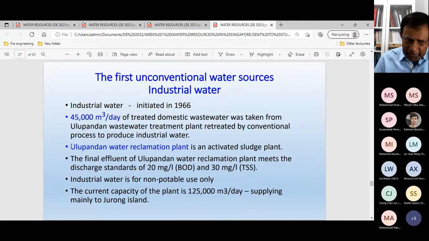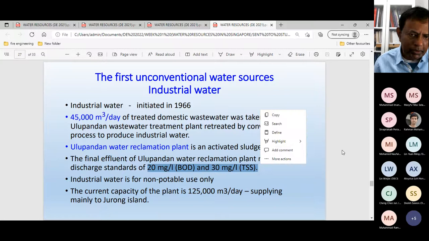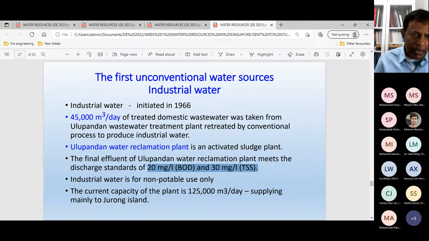So what they did was take the treated water from Ulu Pandan water reclamation plant, and then retreat the water by conventional means. The effluent from the reclamation plant was meeting the international standard, which is 20 milligrams per liter BOD and 30 milligrams per liter total suspended solids. These are the two criteria for the effluent. In other words, they take the treated water from Ulu Pandan treatment plant and convert it into industrial water. How did they do that?